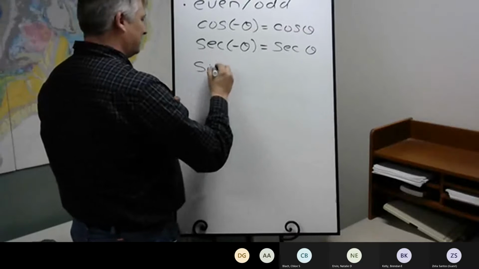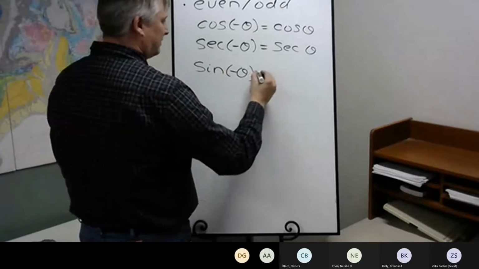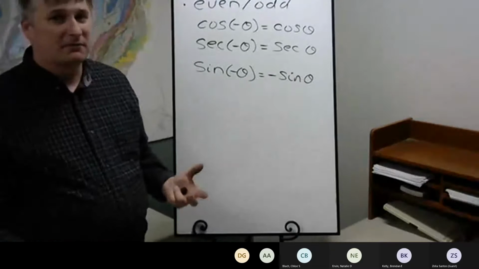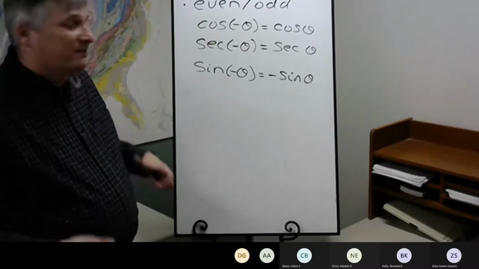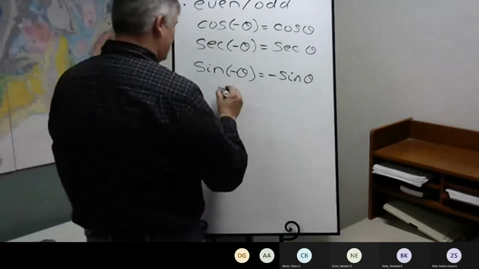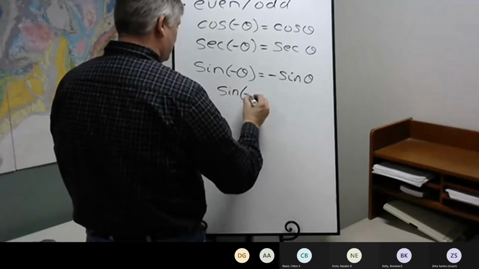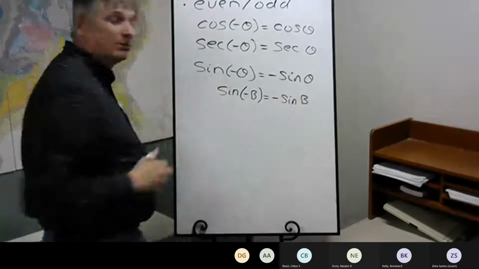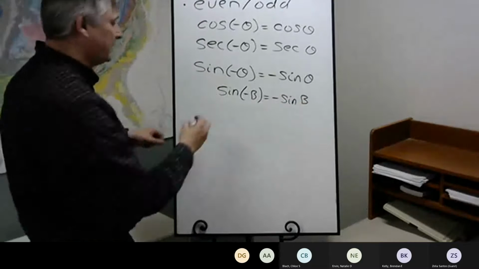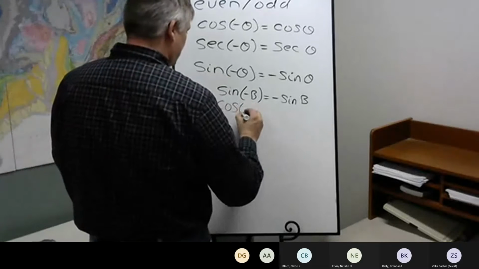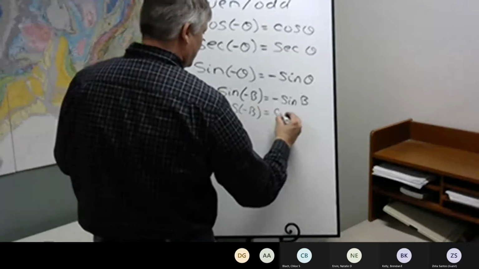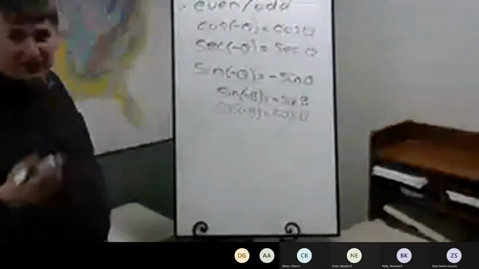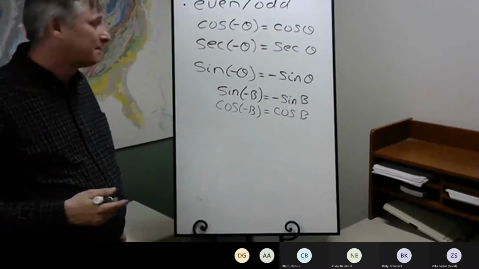Then the sine of negative theta is negative sine of theta. That's what was going on in that derivation with the sum and difference formulas. So if you have negative b, that's what was going on there. And then likewise, your cosine of negative b, we just had the cosine of b. So again, that's what was going on in the sum and difference formulas.